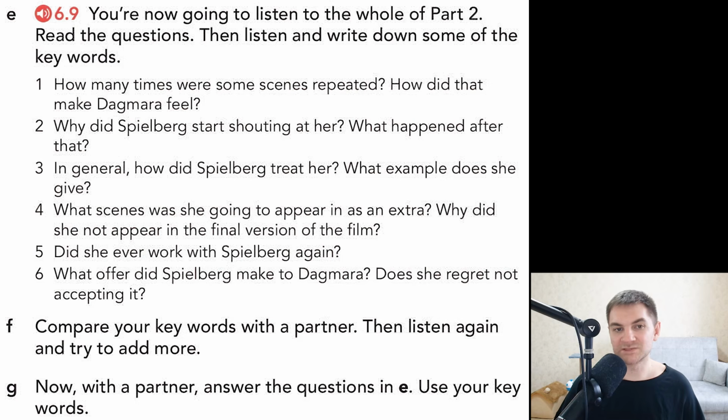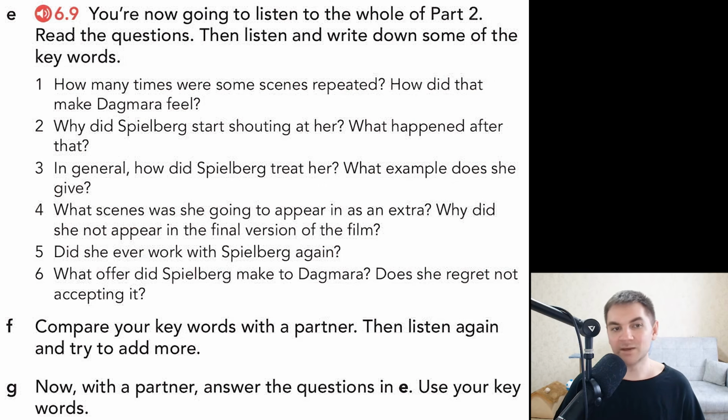How many times were some scenes repeated? How did that make Dagmara feel? Why did Spielberg start shouting at her, not shooting here? Yes, shouting. It's make his voice louder. What happened after that? In general, how did Spielberg treat her? What example does she give? It means like, was he hard on her? Was he okay with her? Or maybe he was good to her, and so on.